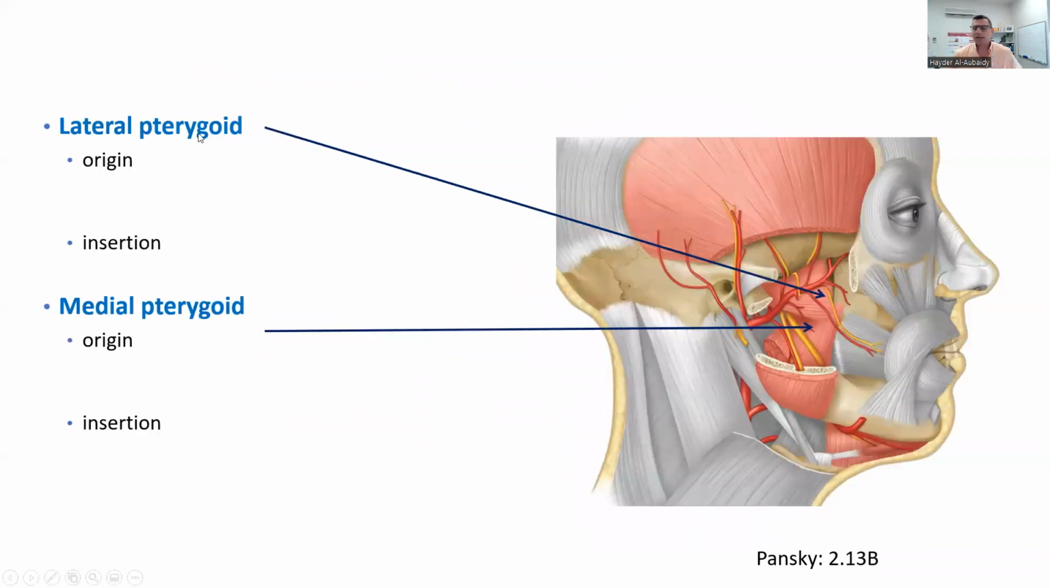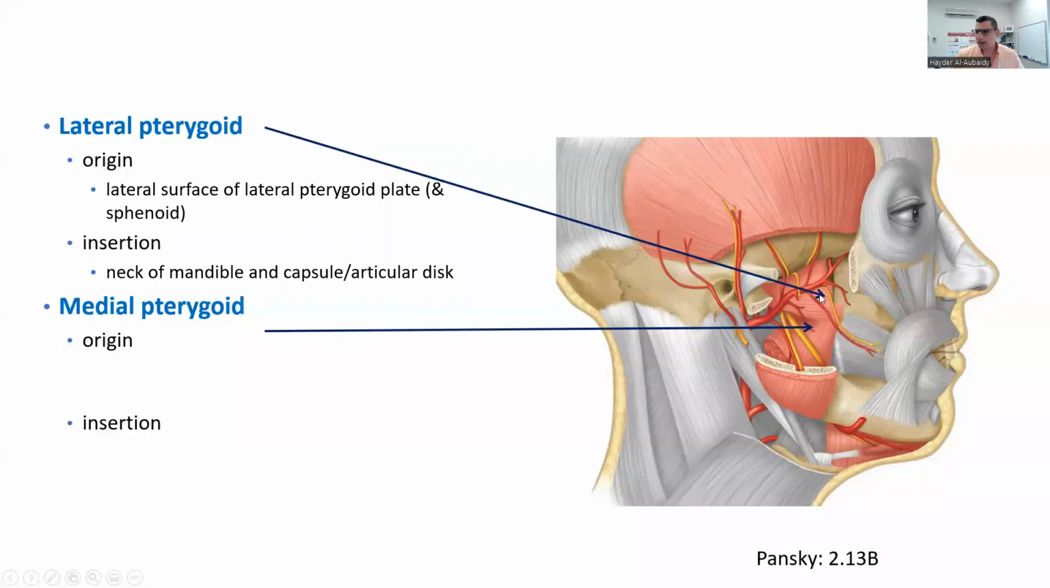The other two muscles of mastication are the lateral and medial pterygoids. The lateral pterygoid is the one which is much more horizontal or angled in shape. It originates from the lateral surface of the lateral pterygoid plate, going all the way to be inserted into the neck of the mandible, just beneath the head.